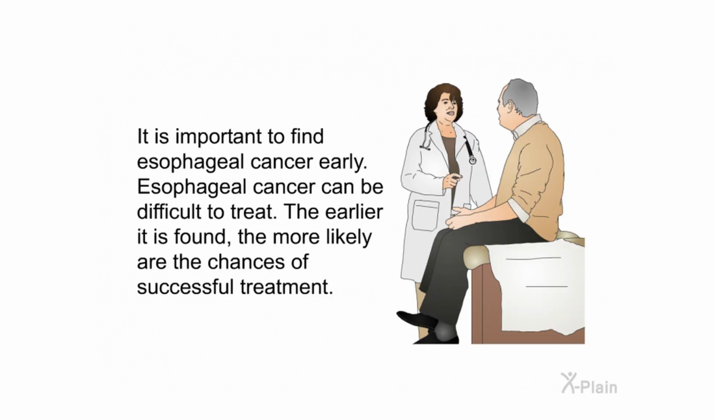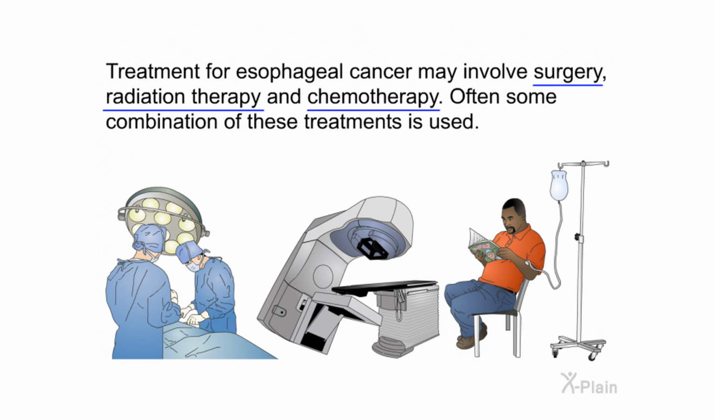It is important to find esophageal cancer early. Esophageal cancer can be difficult to treat. The earlier it is found, the more likely are the chances of successful treatment. Treatment for esophageal cancer may involve surgery, radiation therapy, and chemotherapy. Often, some combination of these treatments is used.